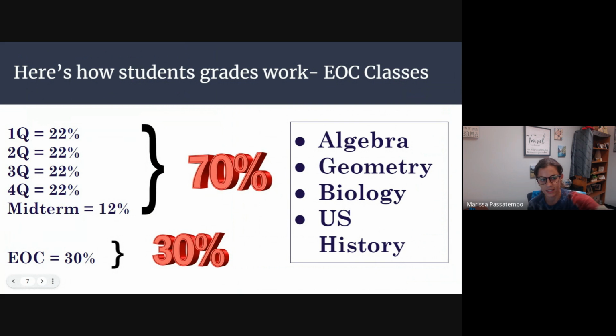All of this calculated together will bring you to 70% of the grade, and then that EOC at the end of the year is worth 30% of the full year grade. So when you combine the two, it will calculate to a full year grade. And again, those classes are Algebra 1, Geometry, Biology, and US History.